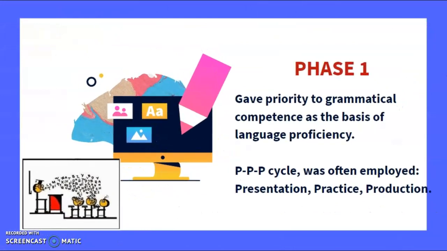Phase 1. This phase gave priority to grammatical competence as the basis of language proficiency, and the TPP cycle was often employed in the classroom: presentation, practice, and production.